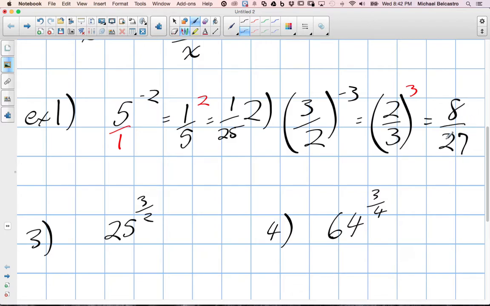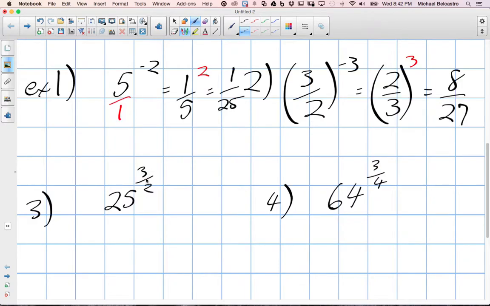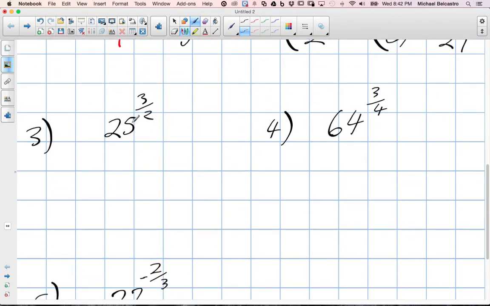There we go. All right, the next thing, fractions. Okay, how do I write this as a root? This is difficult. This is a little harder.